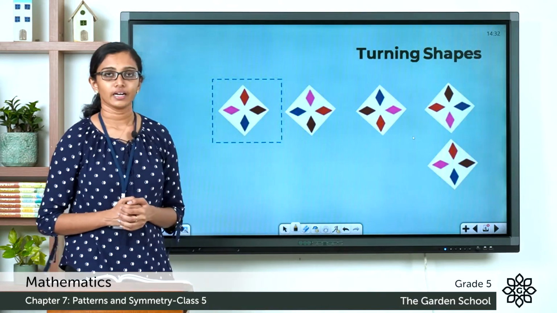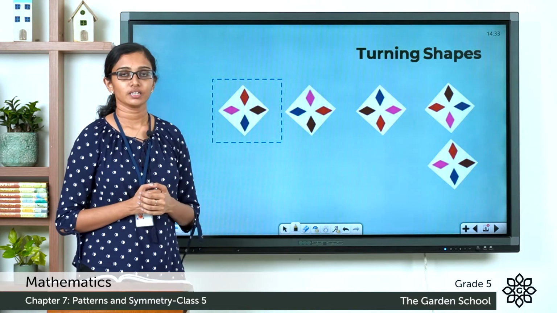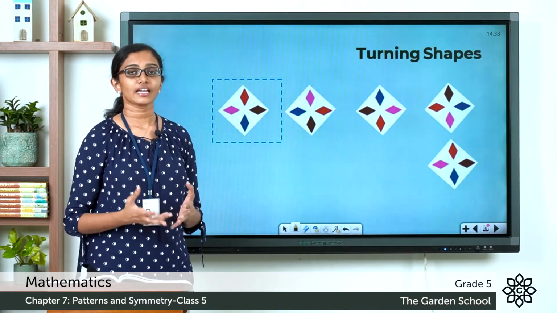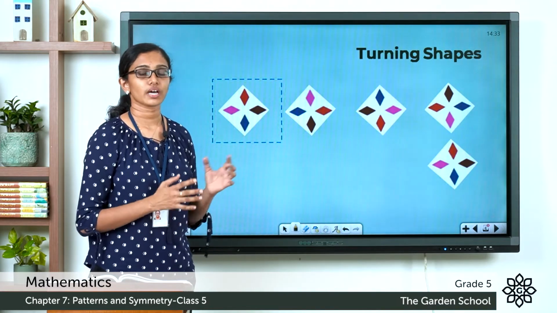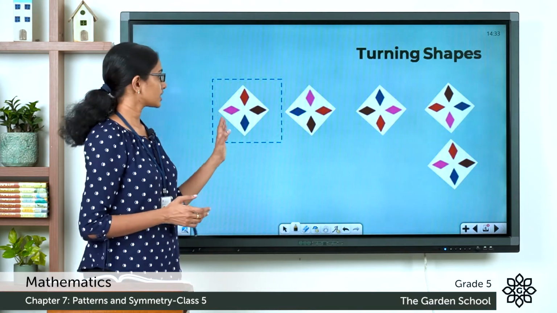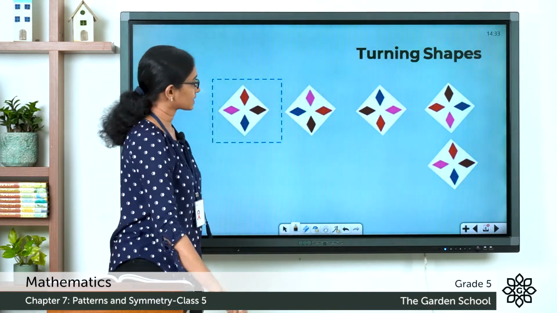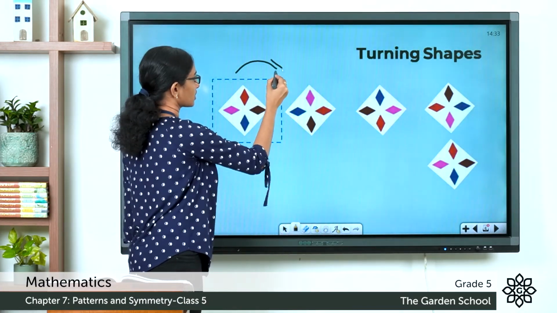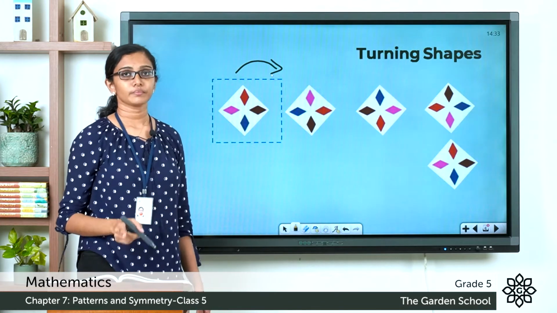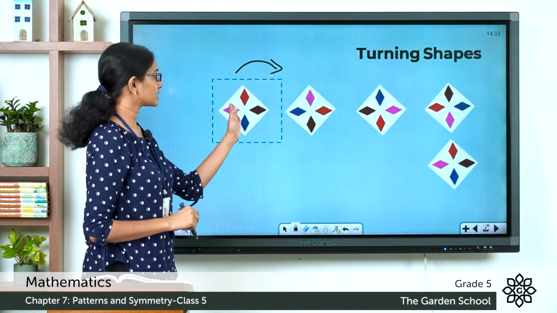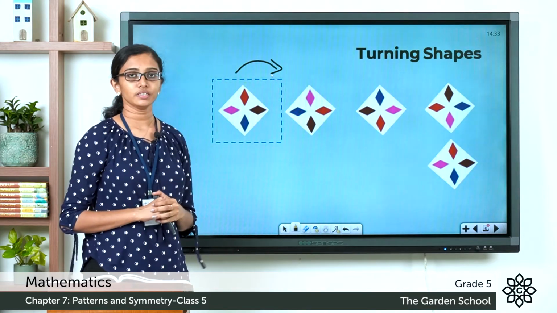Look at this figure here. See the first image? This looks like a tile, like the designed tiles that you see on floors and walls. You see, I'm turning this tile towards the right, like this. Does it look the same? It looks similar, but not the same. See how the designs have changed their position?